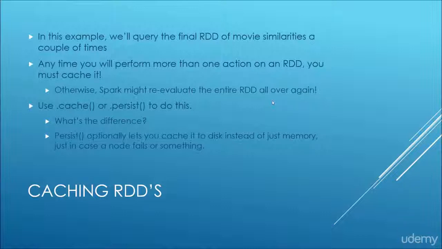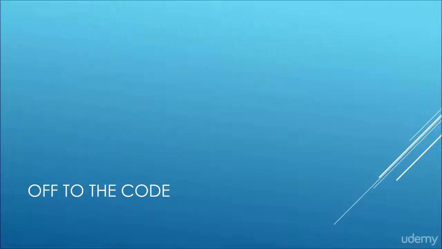Okay? So what we'll do instead is once we have that RDD of movie similarities, we're going to call cache on it or persist in order to keep it around and prevent the need from recomputing it again. What's the difference between cache and persist? They're actually very similar. The only real difference is that persist gives you an optional argument that lets you cache it to disk instead of just memory. So if you're really paranoid about losing that RDD and you don't want to lose it even if a node fails, you can use persist to make sure that it writes it to disk. Obviously, that's going to take more time and consume disk space, whereas cache will not. Now, let's really go look at the code and run this beast.